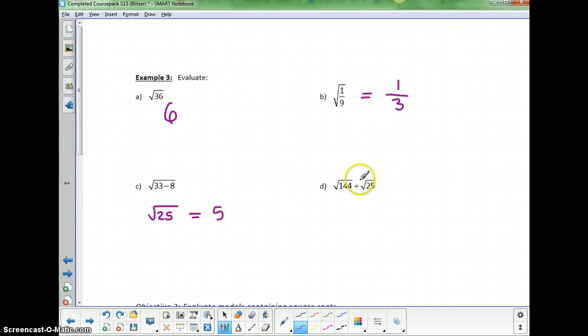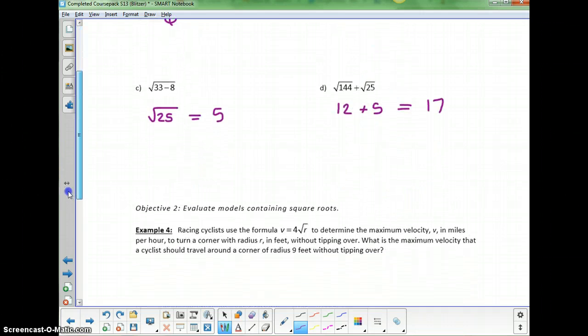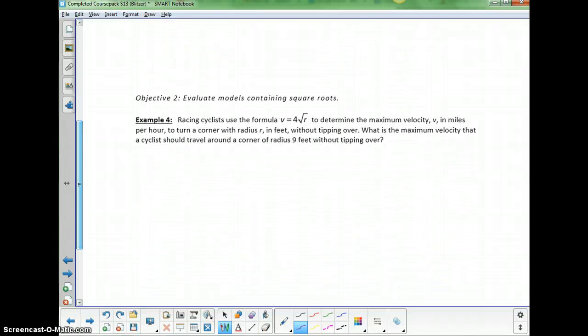Okay. In part D, these are square roots that we're going to do first. Then we'll do the addition. Addition is always last in order of operations, unless it's on the inside of something. So the square root of 144 is 12, plus the square root of 25 is 5, equals 17. Alright, on to objective 2.